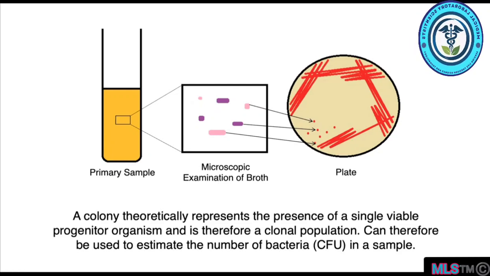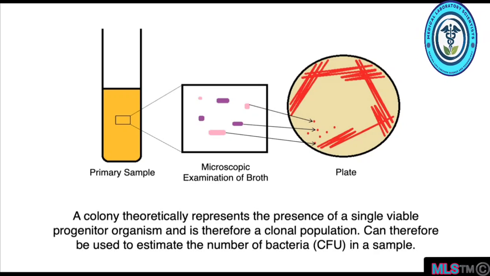entire colony. Because this population is clonal, each one of these colonies is a pure culture, which is really important because we need to work with pure cultures in the lab. It's critical that we're characterizing just one thing at a time. By understanding the concept of CFUs, we can also estimate the initial concentration of bacteria in our primary sample.